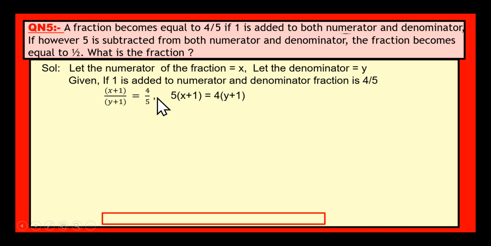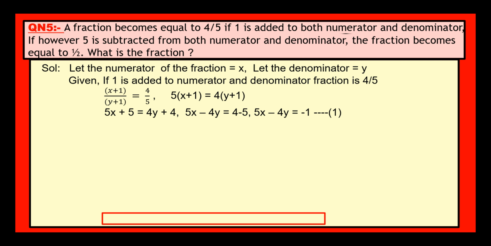Now by cross multiplication, 5 into (x plus 1) is equal to 4 into (y plus 1). Now let us multiply this (x plus 1) with 5. 5 into x, 5x, 5 into 1 is 5, is equal to 4 into y is 4y, plus 4 ones is 4. Let us bring the x term and y term to the same side and constant terms to the RHS. That is 5x, other side minus 4y. Now 5x minus 4y is equal to 4 minus 5, which is minus 1. This is the first equation.